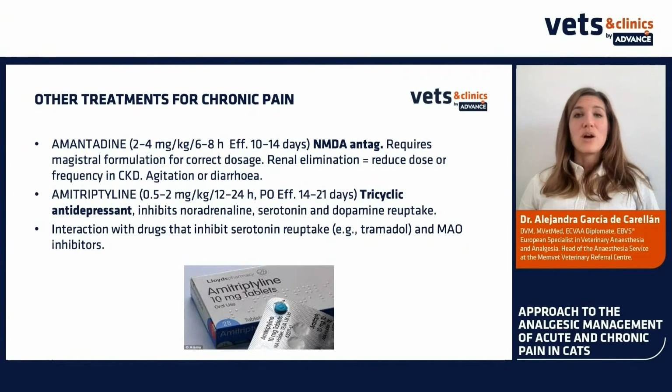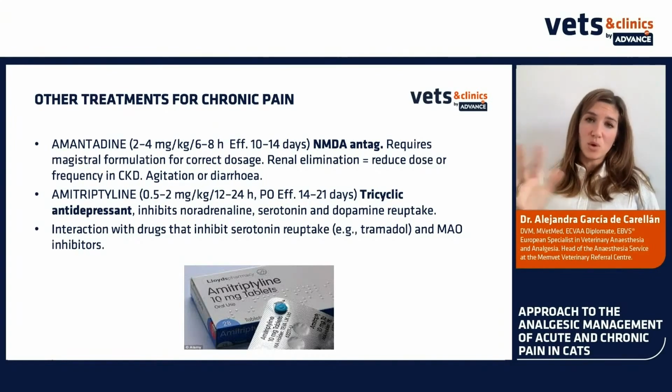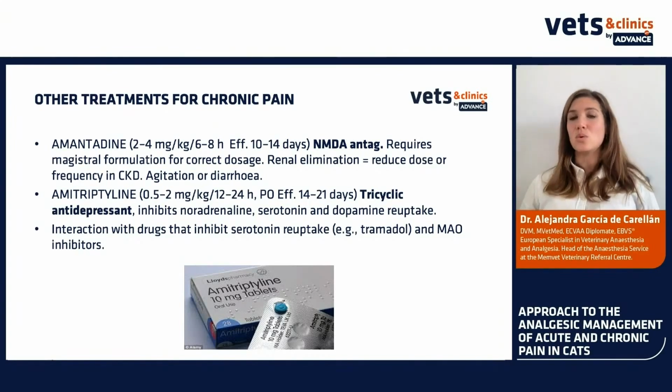Other treatments, just to finish, for chronic pain is amantadine, which is an NMDA antagonist drug like ketamine. It also requires an effective trial of at least 2 weeks to know if this drug is working or not. However, because it's human capsules and human dosages, we need to reformulate for the correct dosage for cats. It also has renal elimination, and in cases of chronic kidney disease, we need to reduce the dose or the frequency of administration. The side effects could also be agitation and diarrhea.